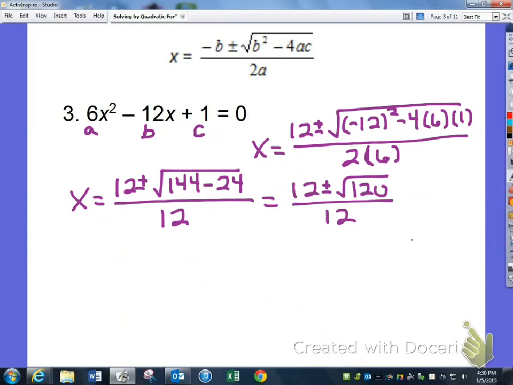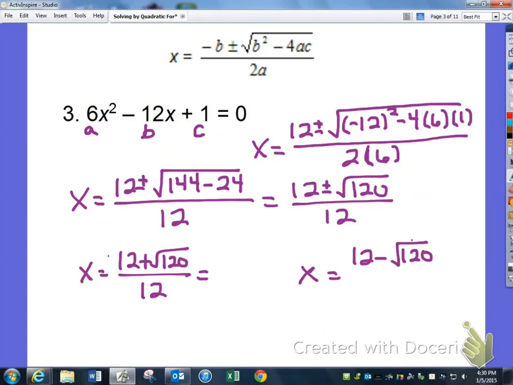At this point, we're going to do two separate problems. We're going to do x equals 12 plus the square root of 120 over 12 and get that answer, and then x equals 12 minus the square root of 120 over 12 and get that answer. And those are going to be my two solutions. So let's go ahead and do that in your calculator. Remember, you do 12 plus the square root of 120. You hit enter and then divide by 12. Don't do it all in one step. And on the first one, I got 1.912.